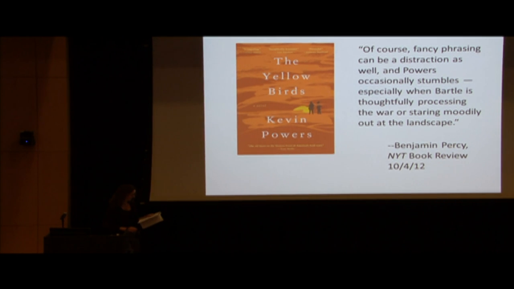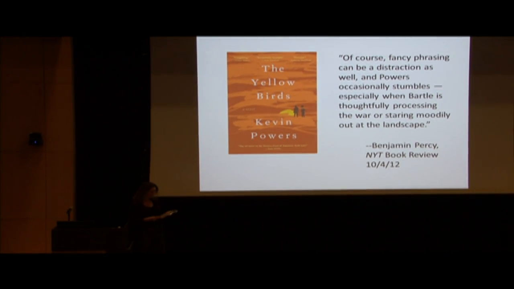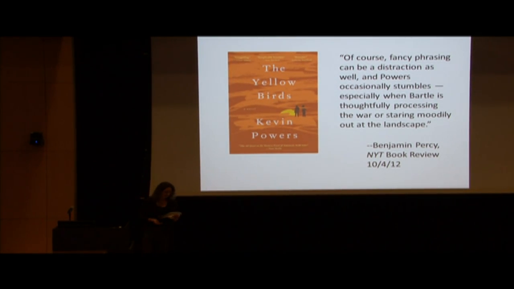Of course, fancy phrasing can be a distraction as well, and Powers occasionally stumbles, especially when Bartle is thoughtfully processing the war or staring moodily out at the landscape. And here's an example from the book, this long description of clouds over the ocean. Percy's criticism is fair enough. Some of the passages, this one about the clouds over the ocean definitely included, are long and hard to follow, and not necessarily the best part of the book for readers.